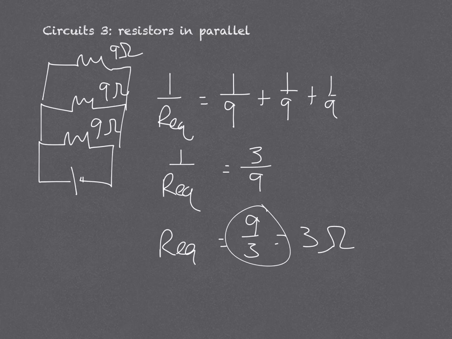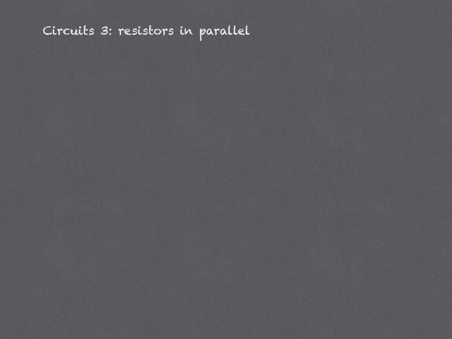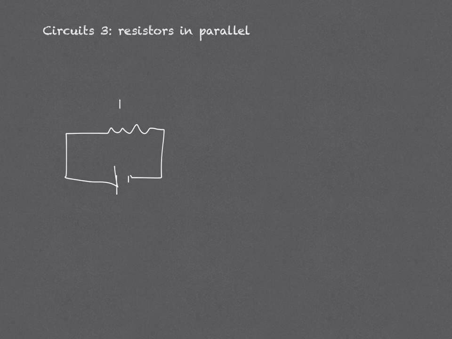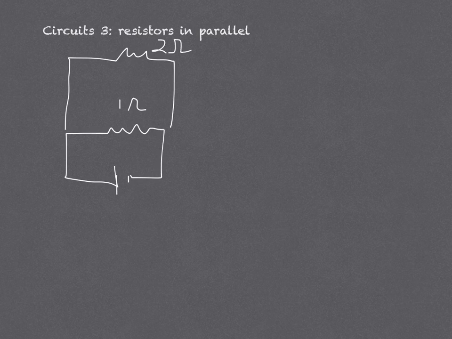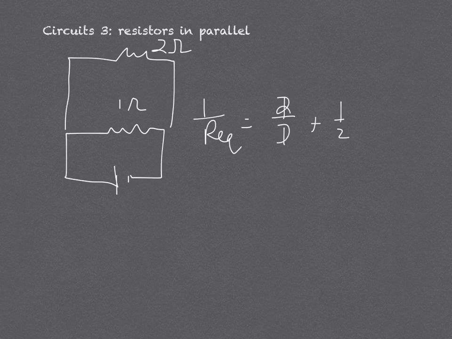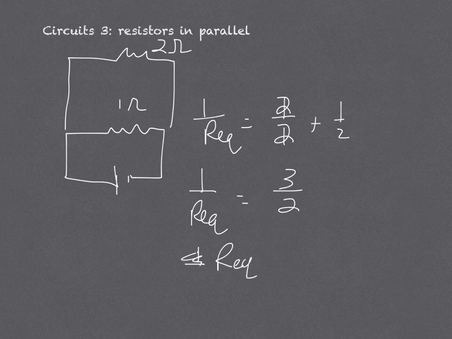If we made up some other numbers here, and we had a 1 ohm and a 2 ohm resistor, we would have 1 over Req equals 1 over 1 plus 1 over 2. All right, 1 over 1 is going to be equal to 2 over 2. So we can add them together. 1 over Req is equal to 3 over 2 now. So that Req is equal to 2 over 3. And that number is less than 1. So it'll always be less than the smallest resistor.